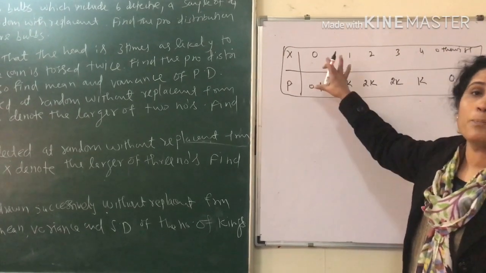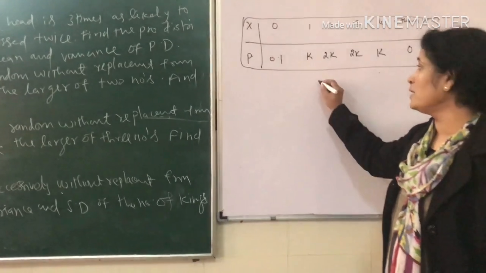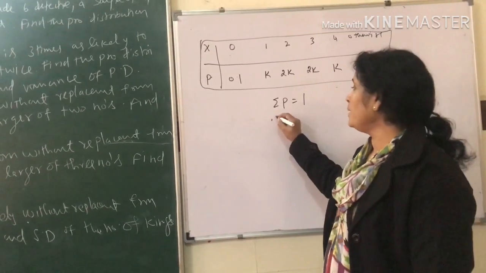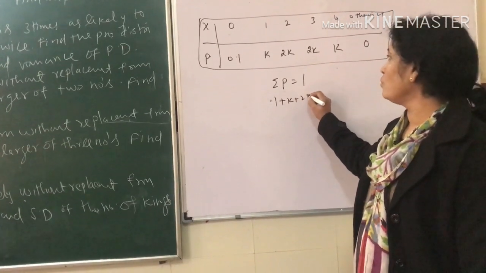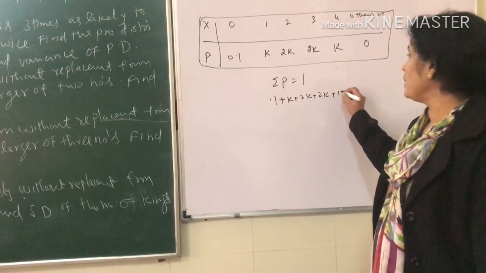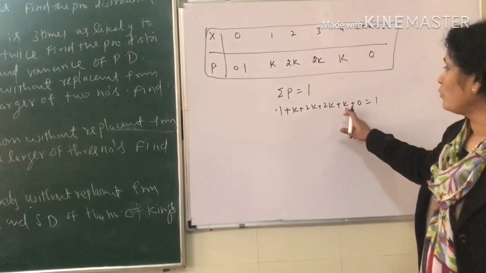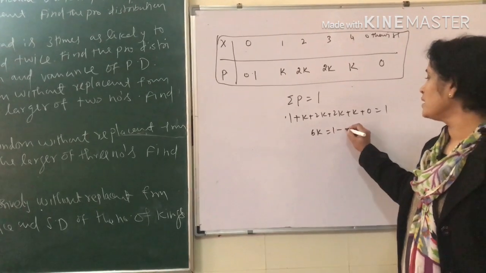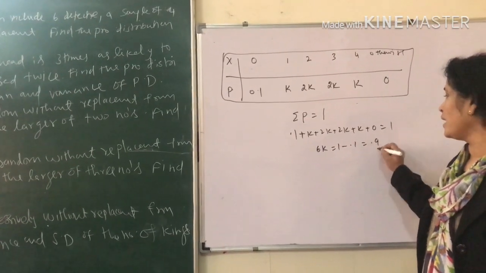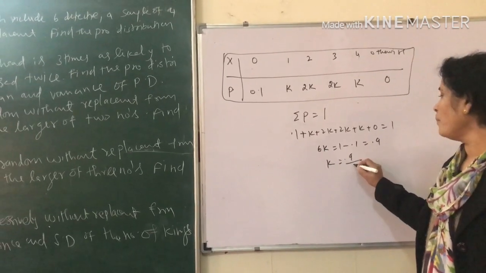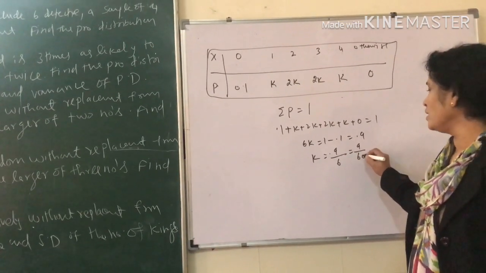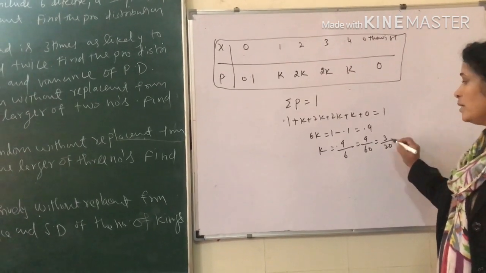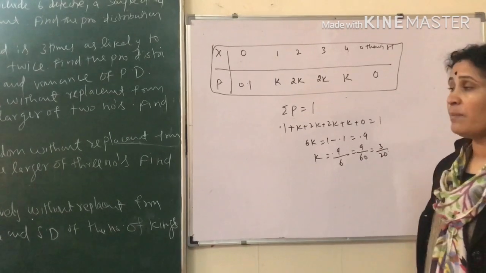Now they are saying this is a probability distribution. So what is a probability distribution? Summation p equal to 1. That is called a probability distribution. Summation p means 0.1 plus k plus 2k plus 2k plus k plus 0 equal to how much? 1. Now this is 3k and 5k, 6k. 6k equal to 1 minus 0.1, so that is equal to 0.9. Then k equal to 0.9 upon 6, or otherwise 9 by 60. So we will get 3 by 20. The value of k is 3 by 20.